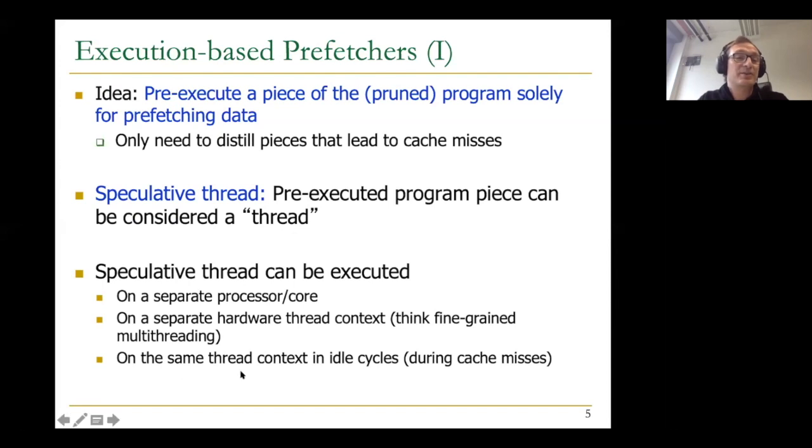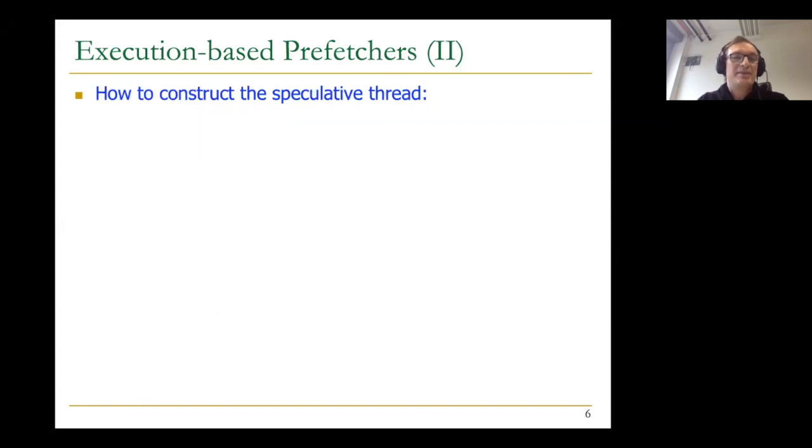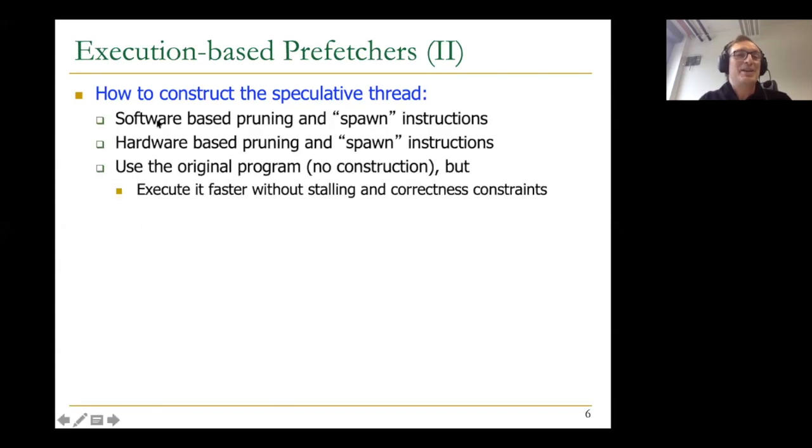Where do you execute the speculative thread? This is one of the questions that comes into play with execution-based prefetchers. And then there's how to construct the speculative thread, which is perhaps even more interesting. Although all of these are interesting, and you need to do all of these well if you want to get the prefetcher right. But how is clearly very important because you need to construct this thread, and how you construct this thread determines your coverage, accuracy, etc. And as I mentioned earlier, you could do it in a software-based, hardware-based, or in some cooperative manner.